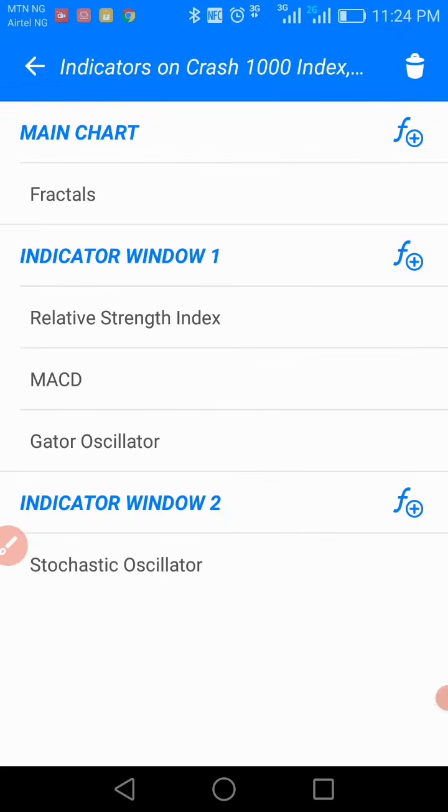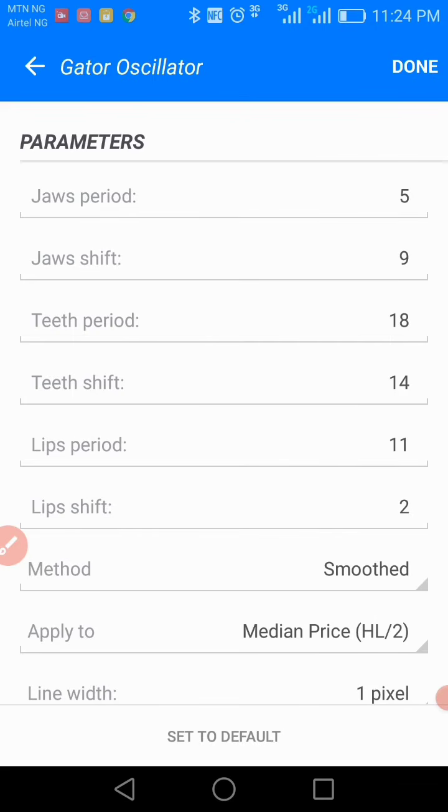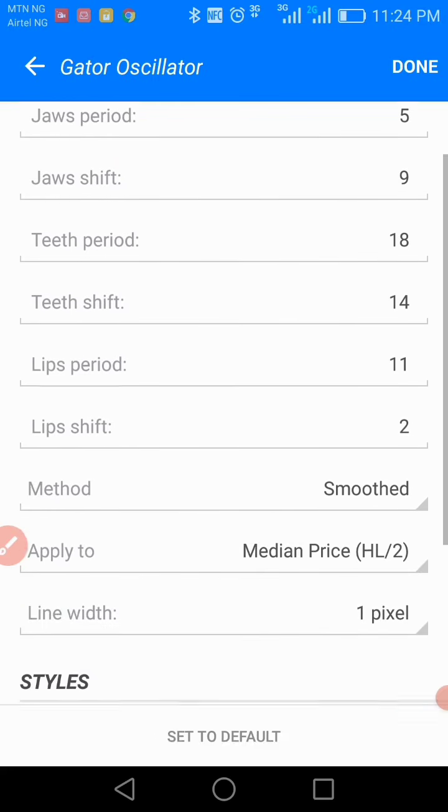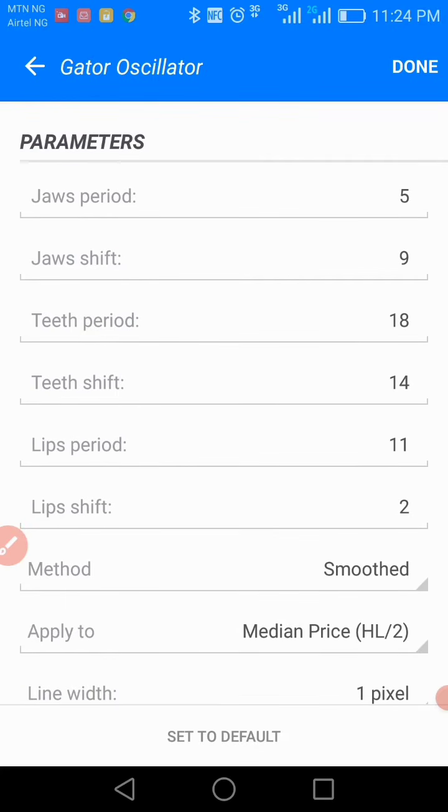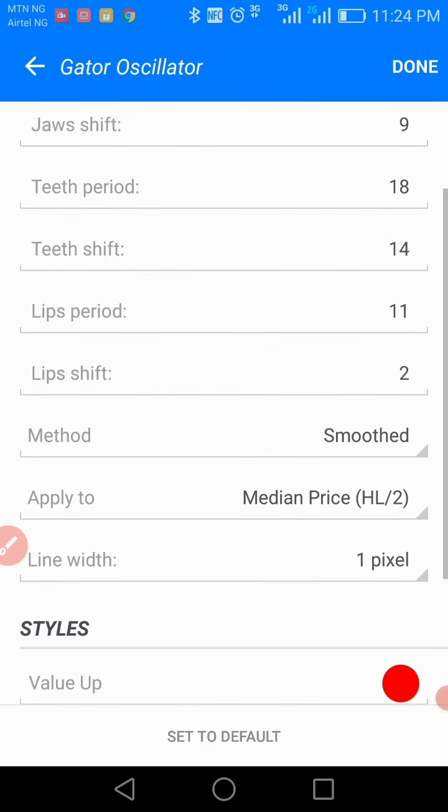Okay, the third indicator we have on indicator window 1 is the Gator Oscillator, and these are the parameters. Please take a screenshot of it, or let me just quickly run through it. The jaw period is 5, jaw shift is 9, teeth period is 18, teeth shift is 14, lips period is 11, lips shift is 2. Method is smoothed, and then you apply to median price, HL/2.